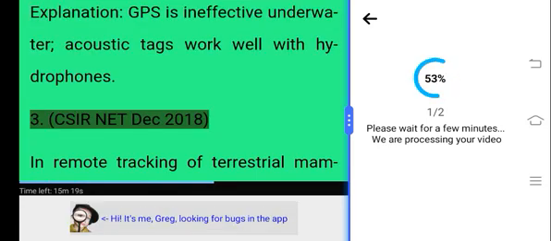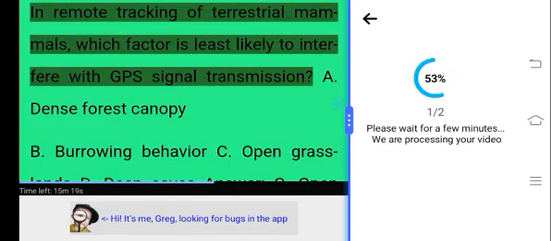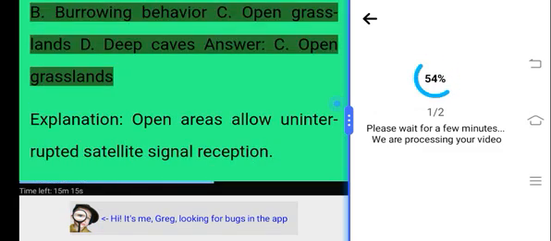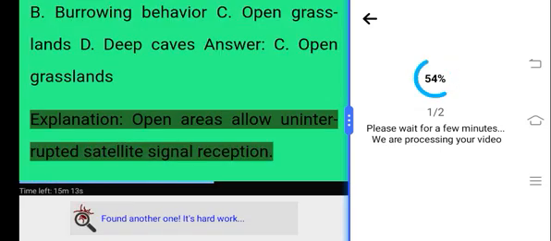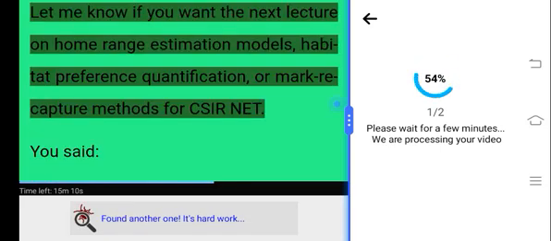3. CSIR NET December 2018. In remote tracking of terrestrial mammals, which factor is least likely to interfere with GPS signal transmission? A. Dense forest canopy. B. Burrowing behavior. C. Open grasslands. D. Deep caves. Answer: C. Open grasslands. Explanation: Open areas allow uninterrupted satellite signal reception.